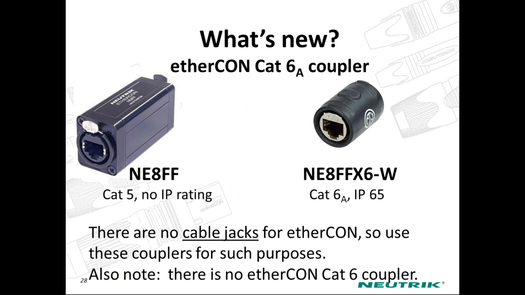On the next slide, not exactly so new, but we have a new coupler for etherCON Cat6A, which is this NE8FFX6-W on the right-hand side. Again, IP65 rated, very compact. It also can be used for Cat5. So we have people who want to couple Cat5 together, as they have done for years and years with this NE8FF, which is on the left. But they want some weather resistance. Okay, well, in that case, they can use their standard NE8MC or NE8MX cable carriers and use this new coupler on the right-hand side, and they can have weather resistance, which is helpful for those outdoor environments.